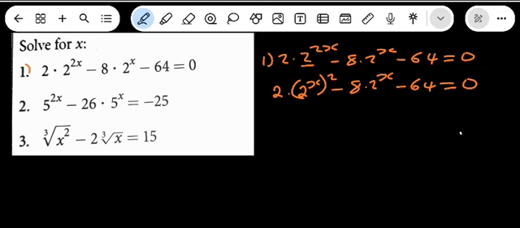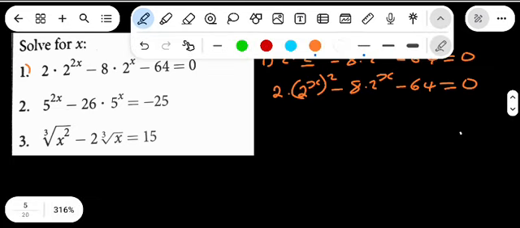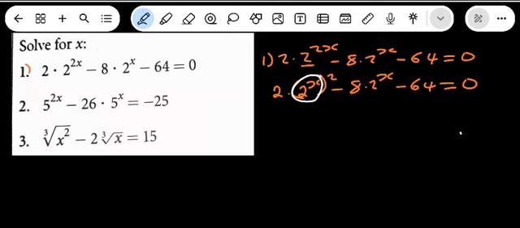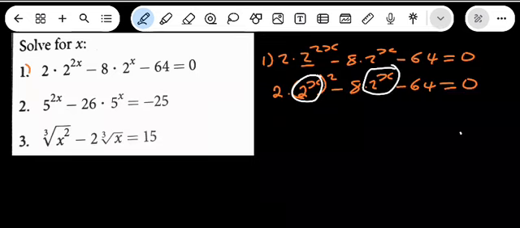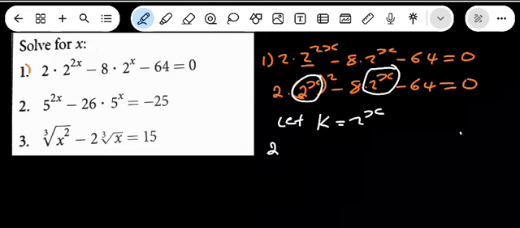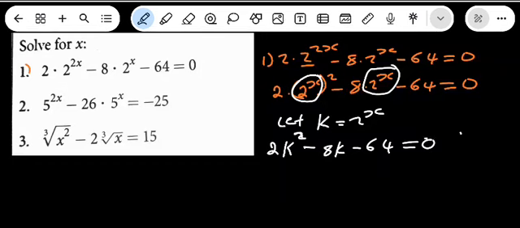As you can see here, we have 2 raised to the power of x. Also here we have what? 2 raised to the power of x. So we can now let k be equal to 2 raised to the power of x. Then this will be 2, and we substitute k there, it will be k squared minus 8k minus 64. This must be equal to 0.